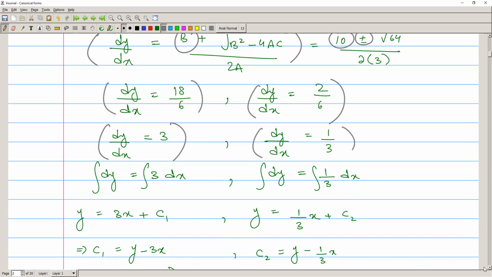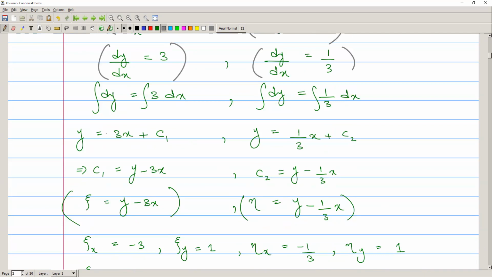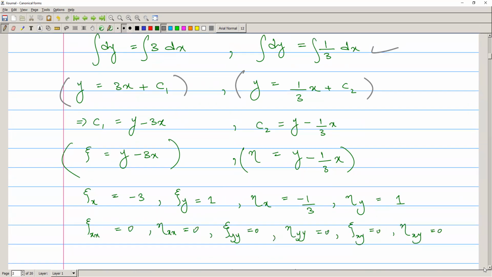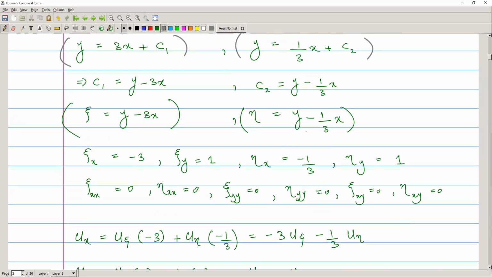So it's easily integratable. It's a separable equation. So we integrate, and we found that y is equal to 3x plus c1. Similarly, by integrating this equation, we get y is equal to 1/3 times x plus c2. Now the very important step is that you have to find c1 in terms of y and x. So you have to isolate this c1 onto the left hand side and this c2 onto the left hand side.